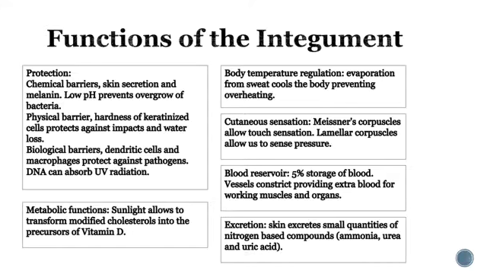Another function, regulation of body temperature. The sweat on the surface of the skin helps cool the body and prevents overheating. To this point, it is very clear that our body needs a very specific temperature for its proteins to operate, and the skin plays an important role in maintaining that temperature. We have cutaneous sensation. Meissner corpuscles allow me to feel touch. Lamellar corpuscles allow me to feel pressure, so I can feel a wide variety of things through my skin.